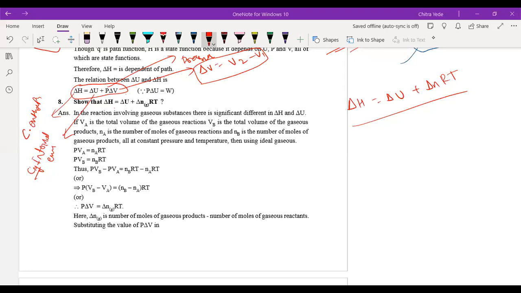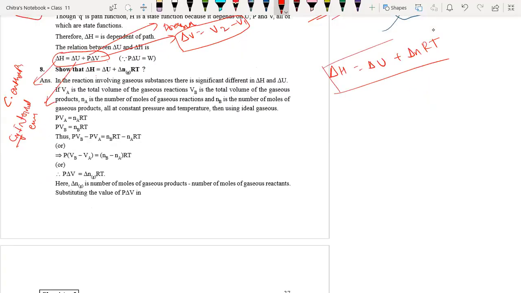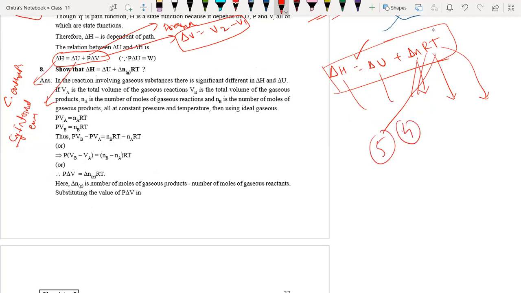Now we are going to understand the relationship between del H, del U and del N. Del N means change in number of moles, R is the universal gas constant and T is the temperature. This is a very important formula, and most of the time questions are asked on it. Here we have five variables, so if any four are known, we can calculate the fifth one. That's why just remember these formulas.